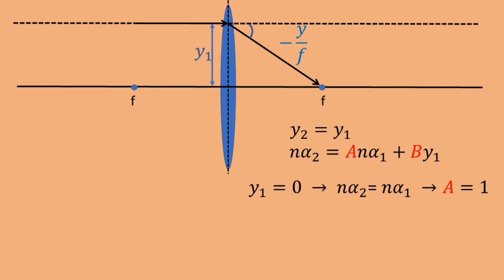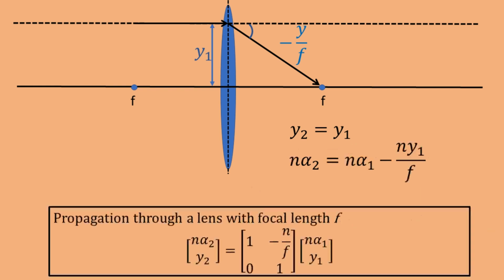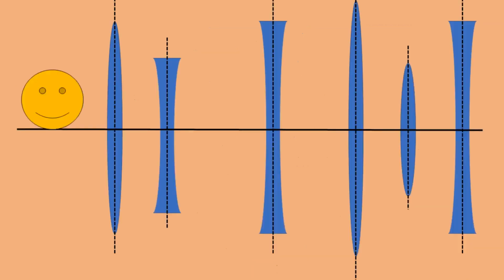Note that there is a minus sign in the expression because if the ray is above the optical axis, which means y is positive, the ray will bend downwards, so alpha is negative. Therefore, b is equal to minus n over f. With these findings, we can now write down the transfer matrix that describes propagation through a thin lens with focal length f. Let's now return to our original question.